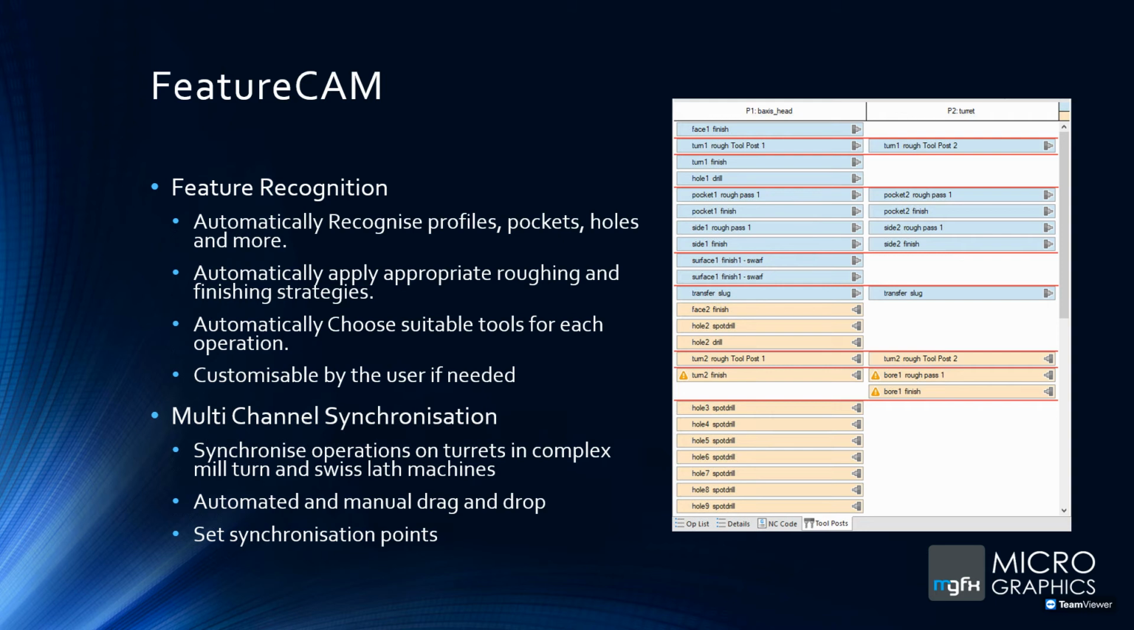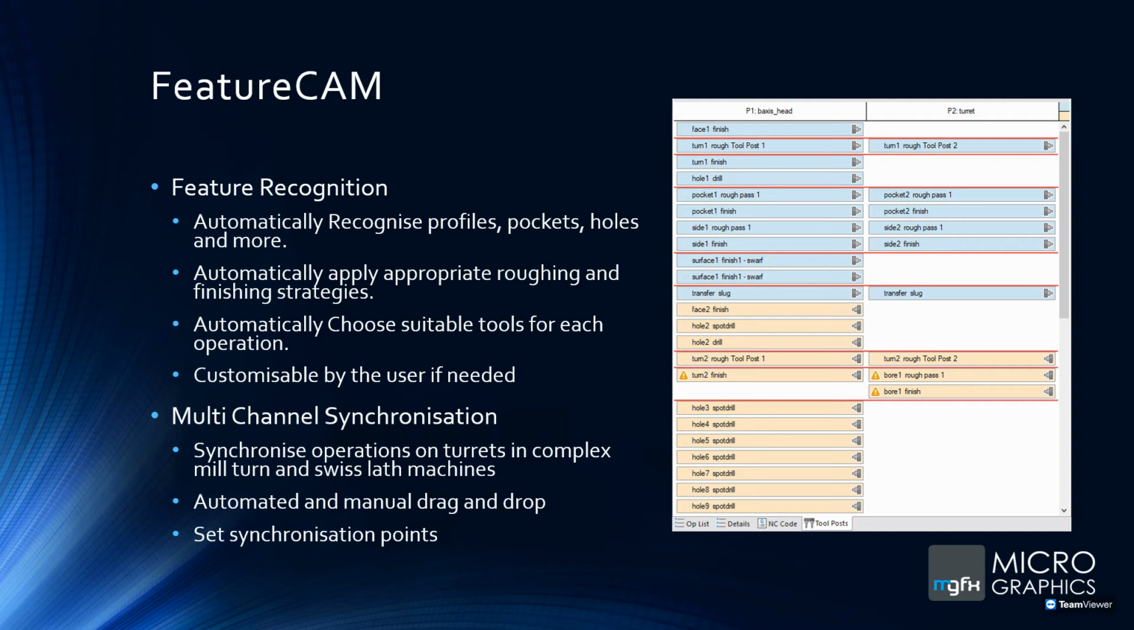Then if you're working with a mill-turn center that has multiple tool posts and a sub-spindle, you can take advantage of FeatureCAM's multi-channel synchronization. So we can see there on the right-hand side, that is an image of what the synchronization looks like when you're setting it up. Basically, it allows you to choose at which point in the process of machining you can have both tool posts acting on the workpiece.